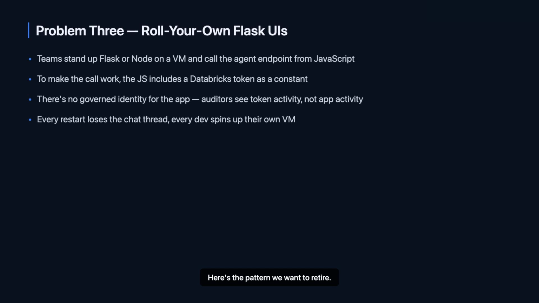Here's the pattern we want to retire. A team stands up a Flask server or a Node app on a virtual machine, writes some JavaScript that calls the agent endpoint, and to make that call authenticate, they paste a Databricks token into a JavaScript constant. There's no governed identity for the app. Auditors looking at Databricks access logs see token activity, not app activity, and can't tell which app made which call. Every restart loses the chat thread. Every developer spins up their own VM. This is the hack that Databricks Apps is designed to replace.